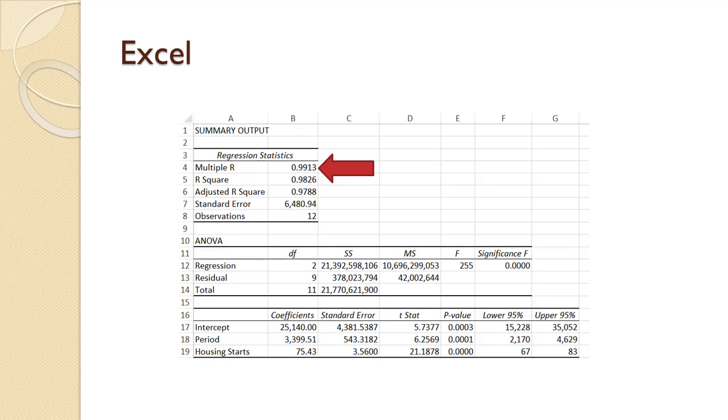Here we see the Excel Data Analysis Toolpack results. The correlation coefficient, or multiple R in Excel, is 0.9913. The intercept is 25,140.00. The slope for the period number is 3,399.51. The slope for housing starts is 75.43. You now see why I recommended that you include the labels with the data back in the Data Analysis Toolpack tutorial. Without those labels, it would not be plain which slope applied to which variable.